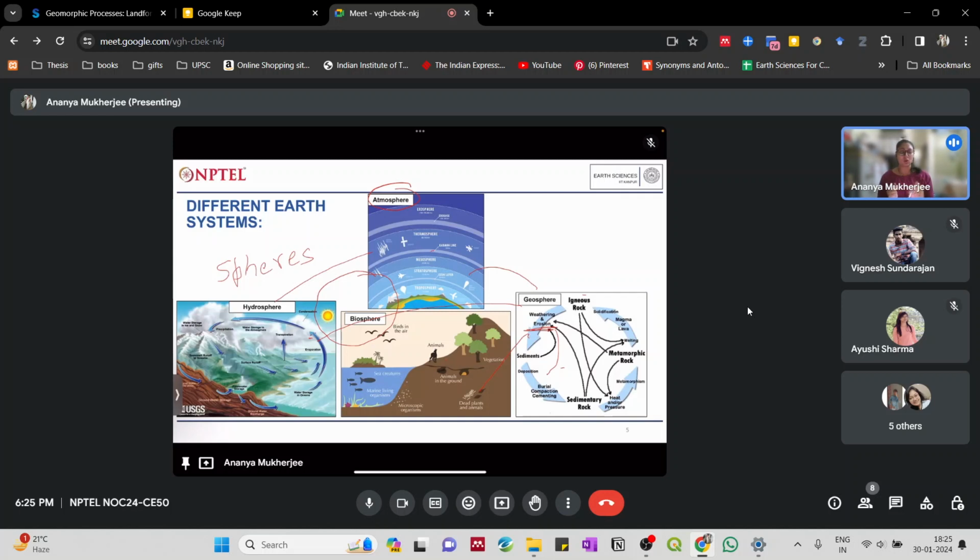So you can see all these spheres have an interaction with each other. There is a transfer of both energy and matter among these systems. These are all open systems interacting with each other, but together, as a whole, they form the earth system, which is a closed system.